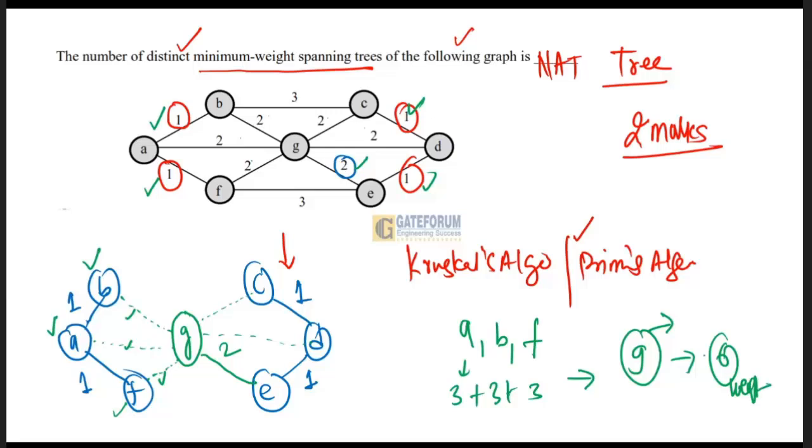But here weight is not asked. Here only the ask is how many minimum weighted spanning trees. So minimum weight is 6, but total number of possibilities is 9. So 9 is the correct answer for this GATE question, which was asked for 2 marks from tree data structure. I hope it is clear.